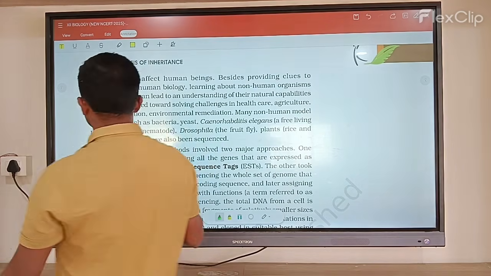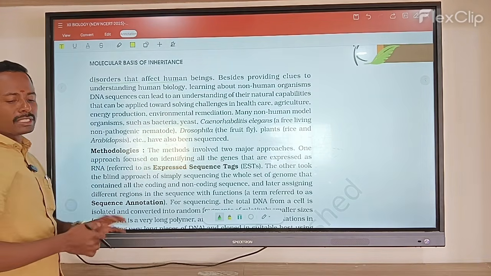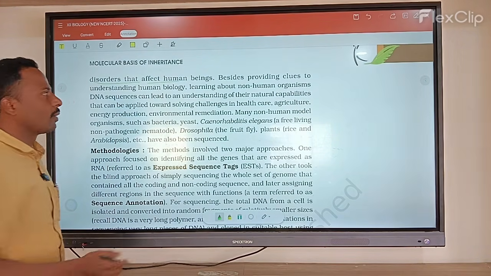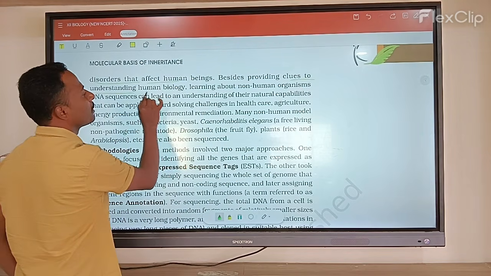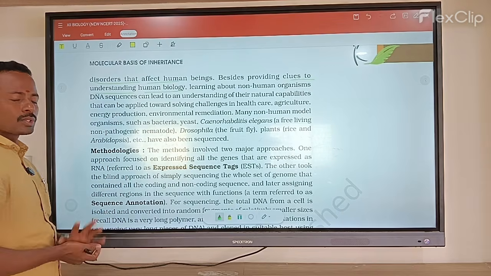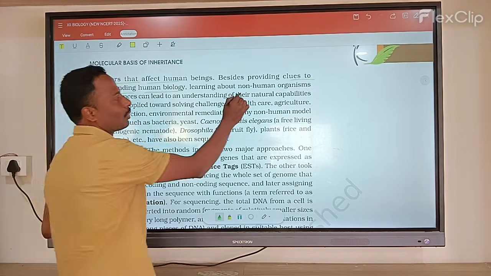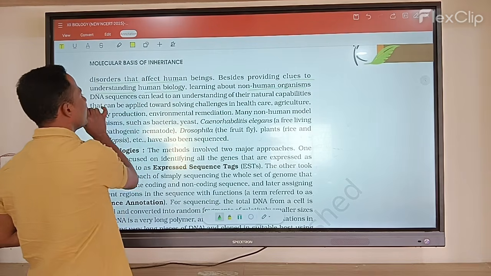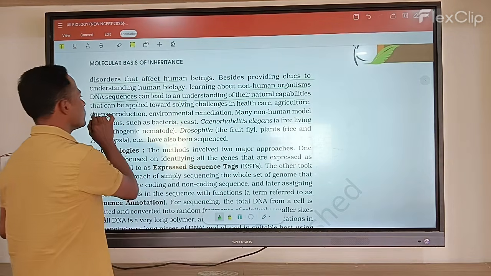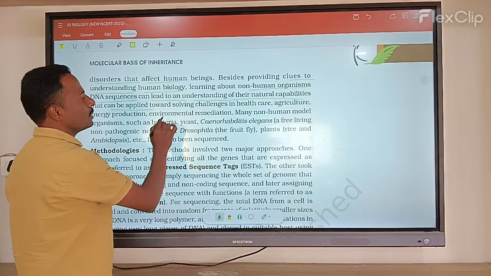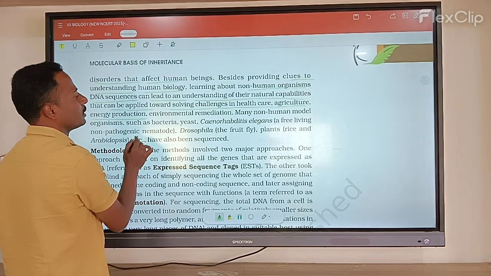So in this, they help with the discovery of new diseases and everything. Besides, they provide clues to understanding human biology. Learning about non-human organisms' DNA sequences can lead to understanding their natural capabilities, which can be applied towards solving challenges in healthcare, agriculture and energy production.